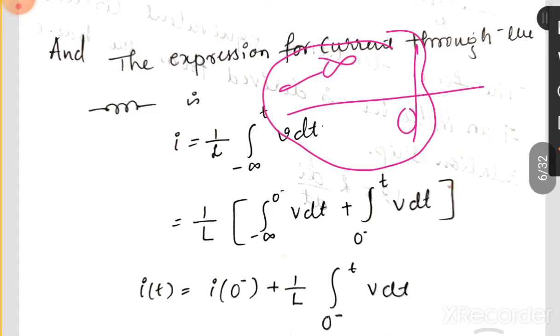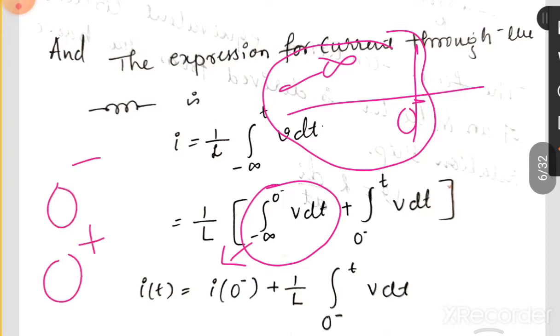Okay, I repeat once: minus infinity to 0 minus, you can take this one also, minus infinity to 0 minus is your initial, or just before, condition of your switching action. Therefore this can be taken as I of 0 minus.